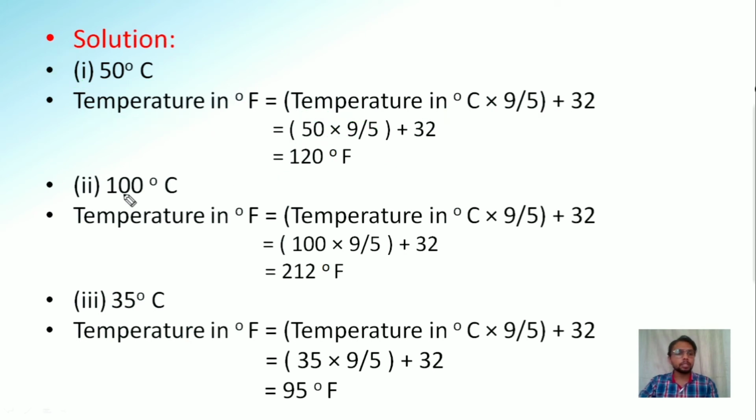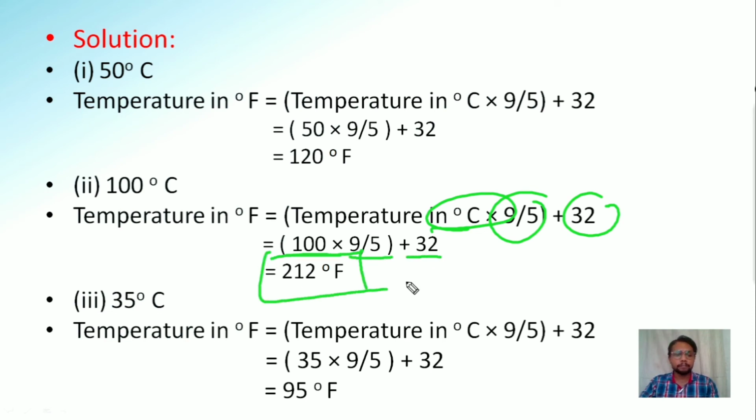Next one, 100 degrees Celsius. Temperature in Fahrenheit is equal to temperature in Celsius scale into 9 by 5 plus 32. So here what is the temperature in Celsius scale? 100 degrees Celsius into 9 by 5 plus 32. Answer is 212 degrees Fahrenheit.